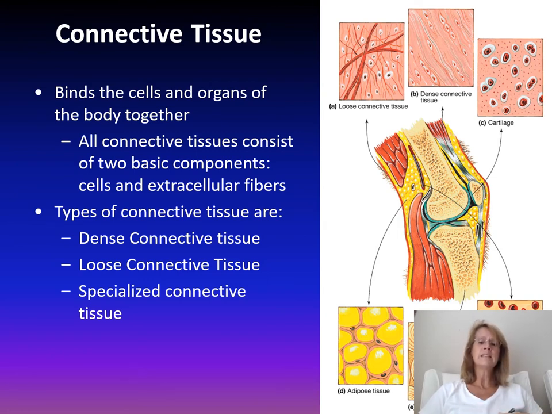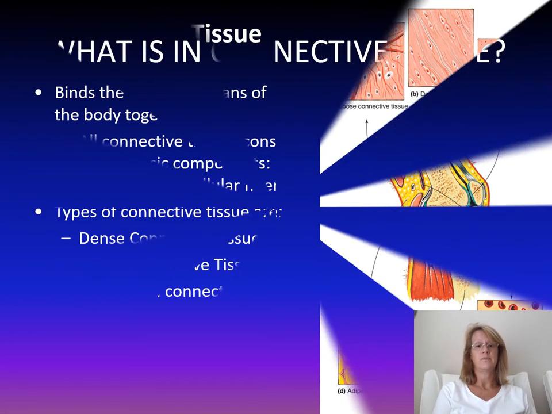But when we look at connective tissue, we divide it up into three different groups. We have what we call dense connective tissue, loose connective tissue, and kind of like a leftover hodgepodge group that we just call specialized connective tissue. Now, what dense and loose is talking about is how the cells are arranged.